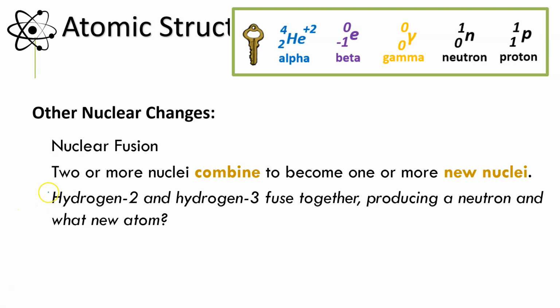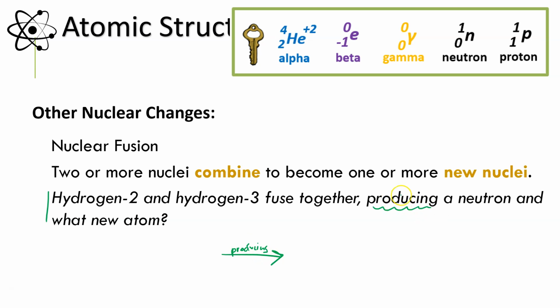That's what's being described here in this sentence. Hydrogen-2 and hydrogen-3 fuse together, producing a new neutron and what new atom? I always like to begin by putting the arrow just to establish whatever's in existence before the change and whatever's in existence after the change. And you can think about this word producing as kind of like representing that arrow and telling you what should be written before it and what should be written after it.